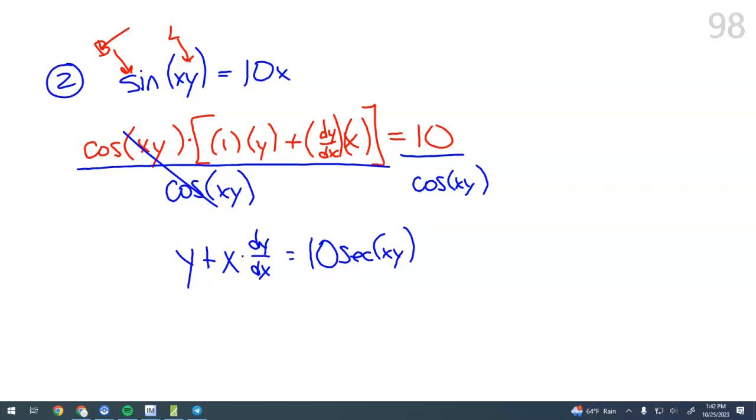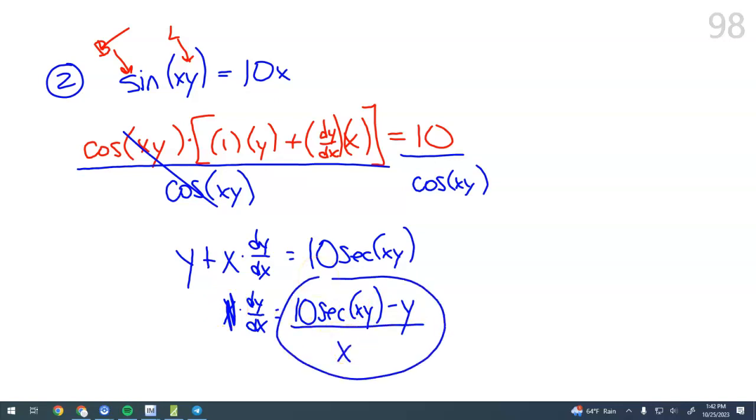And then it's just get dy/dx by itself. So I would subtract y, and then I would just divide by x. And that's your answer, or all the signs reversed. Question on 2?